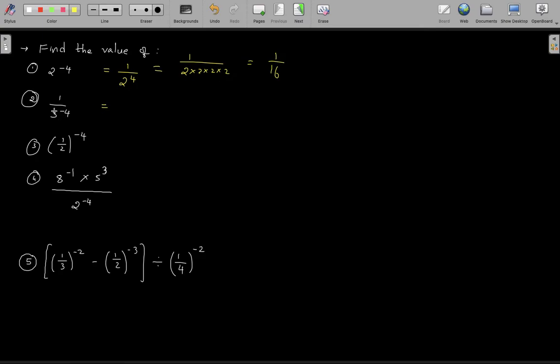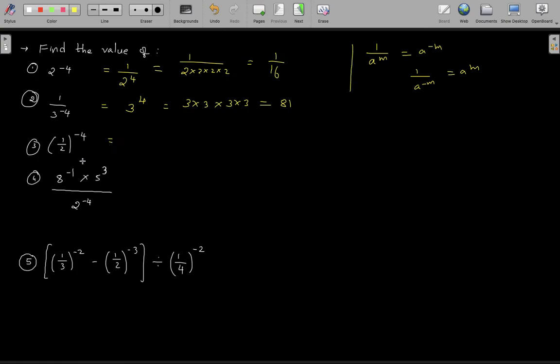Now here the negative exponent is in the denominator, so how can I solve this? I will simply bring it to the numerator, making this a positive power, that is 3 power 4. 1 by 3 power negative 4 is nothing but 3 power 4. 3 power 4 is 3 times 3 times 3 times 3, which is 81. You understand? So 1 by a power m is a power negative m. Similarly, 1 by a power negative m is a power m. You understand?